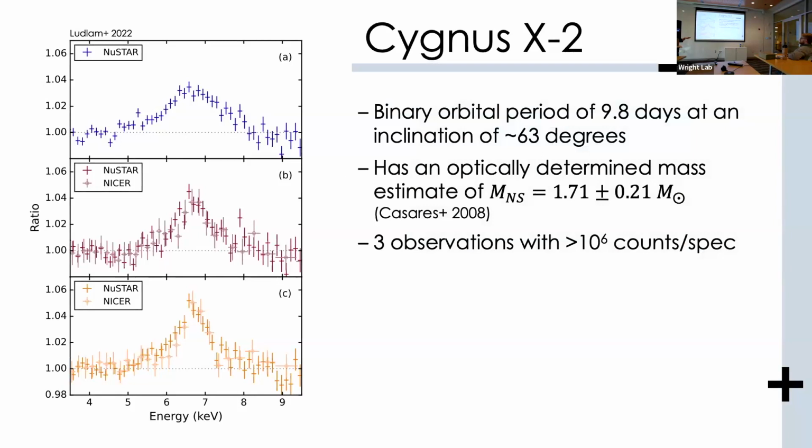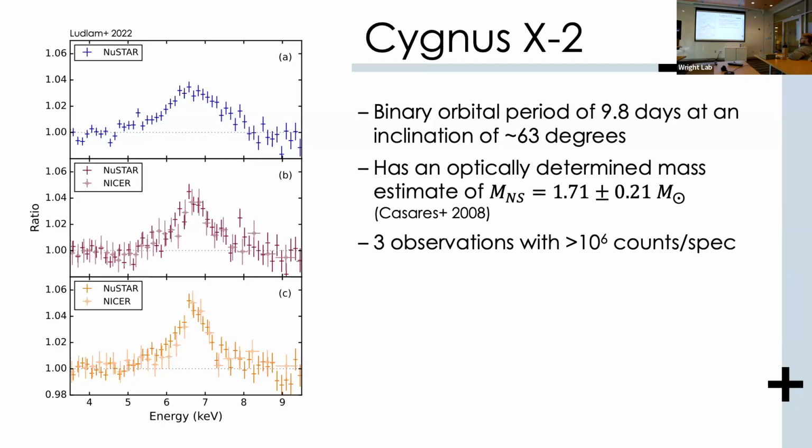Okay, that was all the background. So now I'm going to show you what we can do with this kind of modeling. The best source to demonstrate what kind of constraints we can get using this methodology is looking at one such object known as Cygnus X-2. This has a binary orbital period of about 9.8 days and an inclination of about 63 degrees.